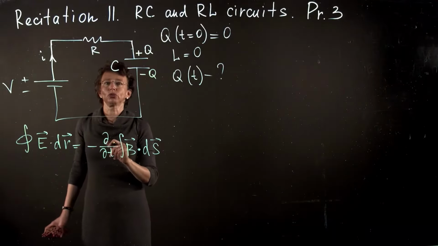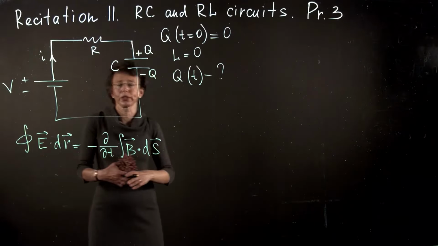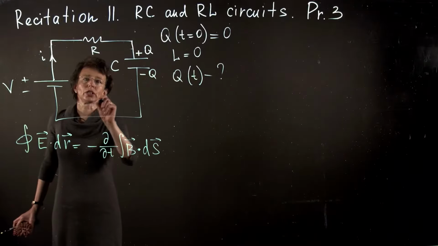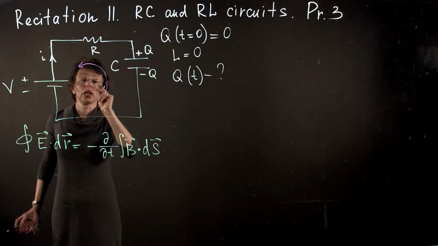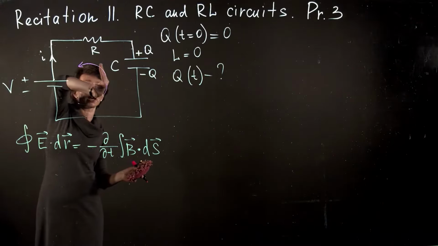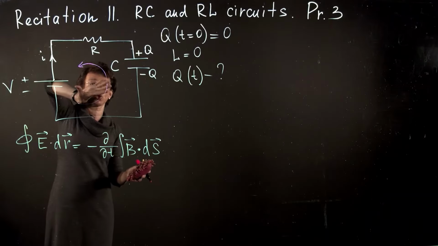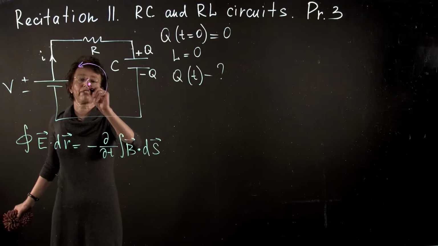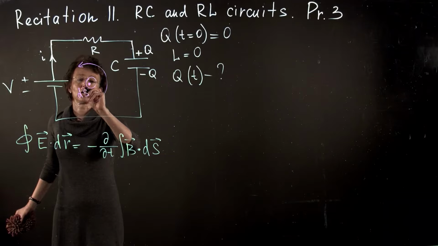Next step, I need to choose the direction in which I go around the loop. And I will go around the loop in the counterclockwise direction, as we always do. You put your right hand, you bend your fingers in counterclockwise direction, and your thumb shows direction of ds, which is out. Area vector ds is out.